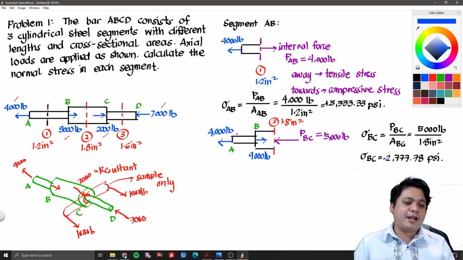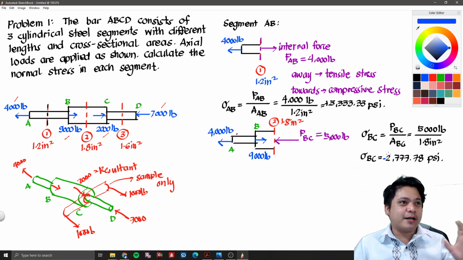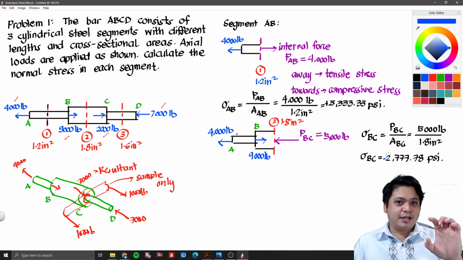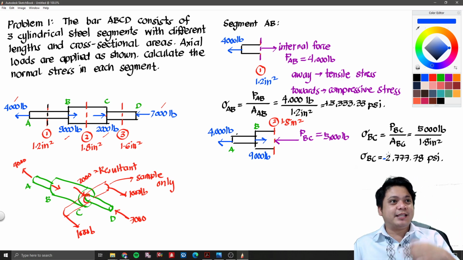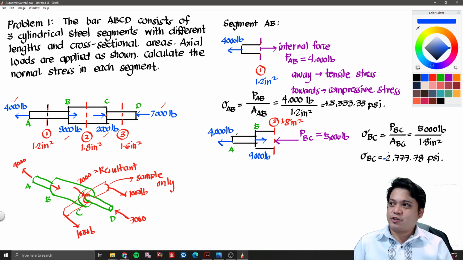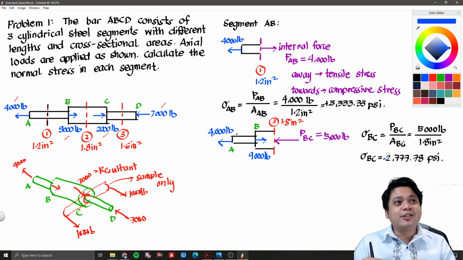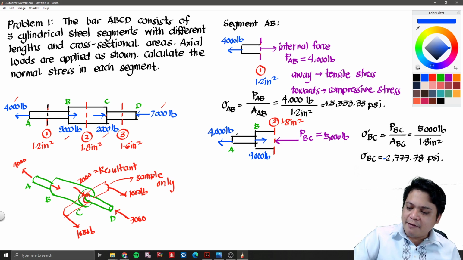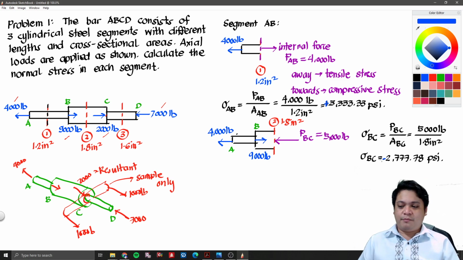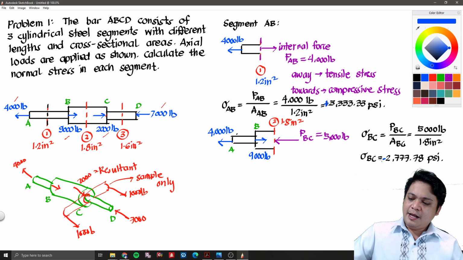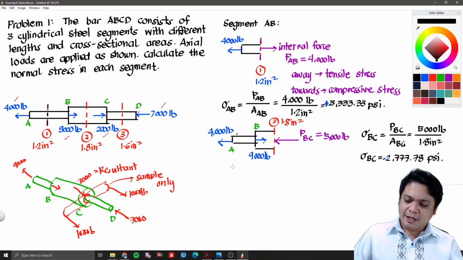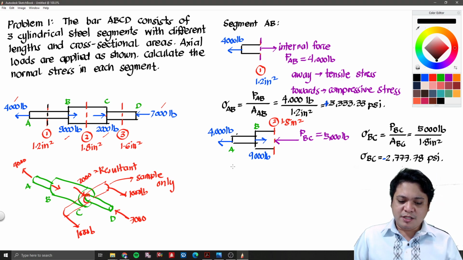Yun lang ibig sabihin na. So, yung sign natin ng positive and negative, to denote lang natin if the normal force is in tension or in compression. Sa ngayon, hindi pa siya ganong mahalaga. Pero pag dumating kasi tayo doon sa ating strain, mahalaga na yung symbol, no? So, we will be having here tension. And on the BC, we have here the compression.